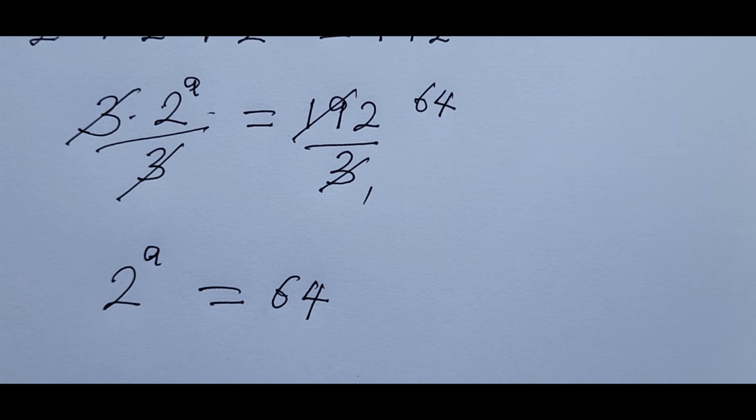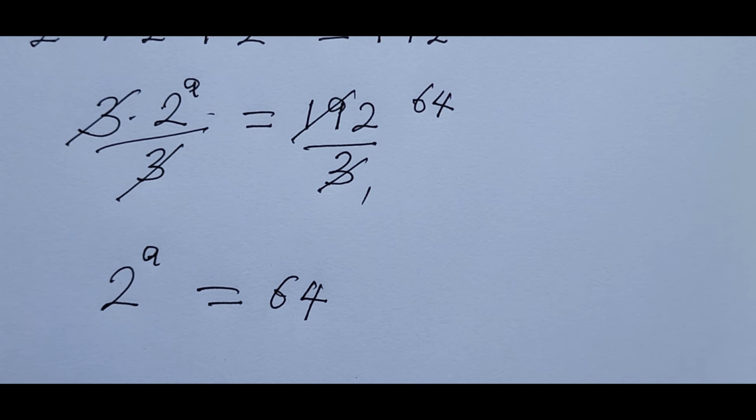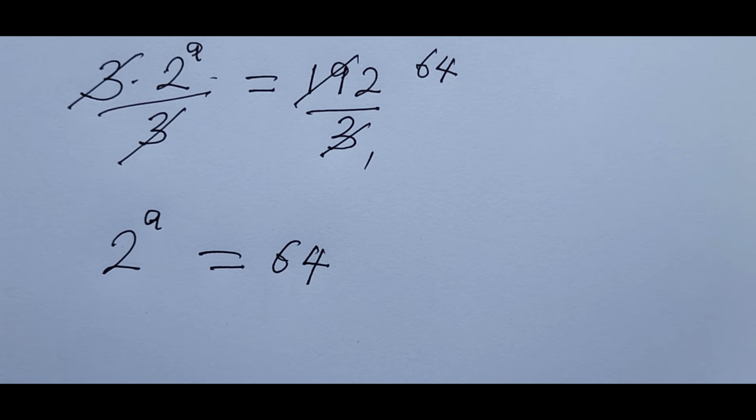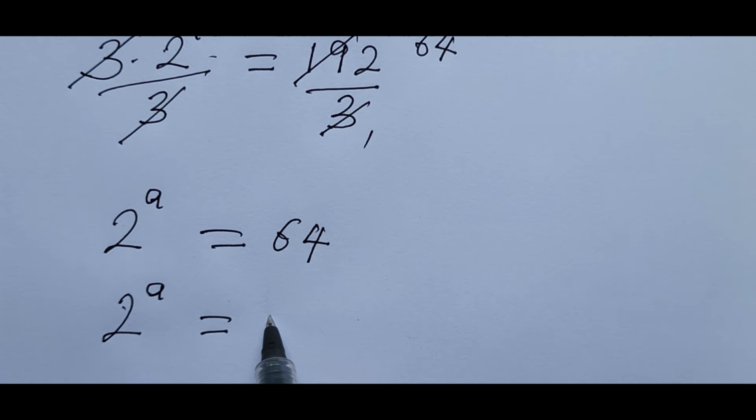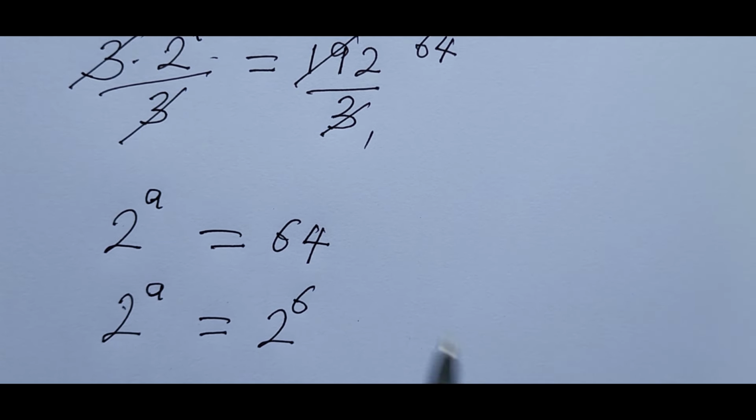This is simple, easy. Now, if you check out here, you'll discover that 64 can be expressed in base 2. How? 2 raised to the power of 6. That will give us 64. And so rewriting the right-hand side of the equation, this is going to give us 2 to the power of a equal to 2 to the power of 6.